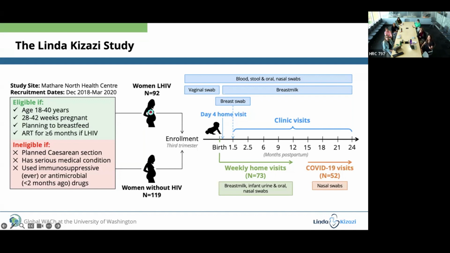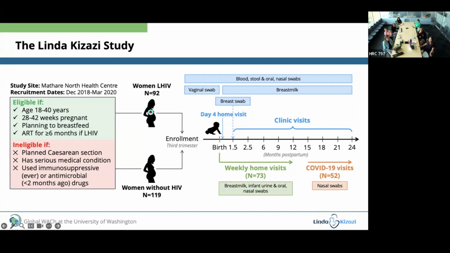We were aiming for as close to 50-50 women with HIV and women without HIV. We didn't get quite there, but pretty close. We enrolled adults who were in their 3rd trimester of pregnancy, planned to breastfeed, and, importantly, if they were living with HIV, had received ART for at least 6 months prior to enrollment. We excluded women who had any serious chronic medical conditions, had planned a cesarean section, and had ever used immunosuppressive or antimicrobial drugs based on certain timeframes, with the intention of trying to get healthy women without any expected virome disruptions. That brushes over some things that obviously could happen, but especially with these drugs, it's important that we didn't have that at enrollment time.